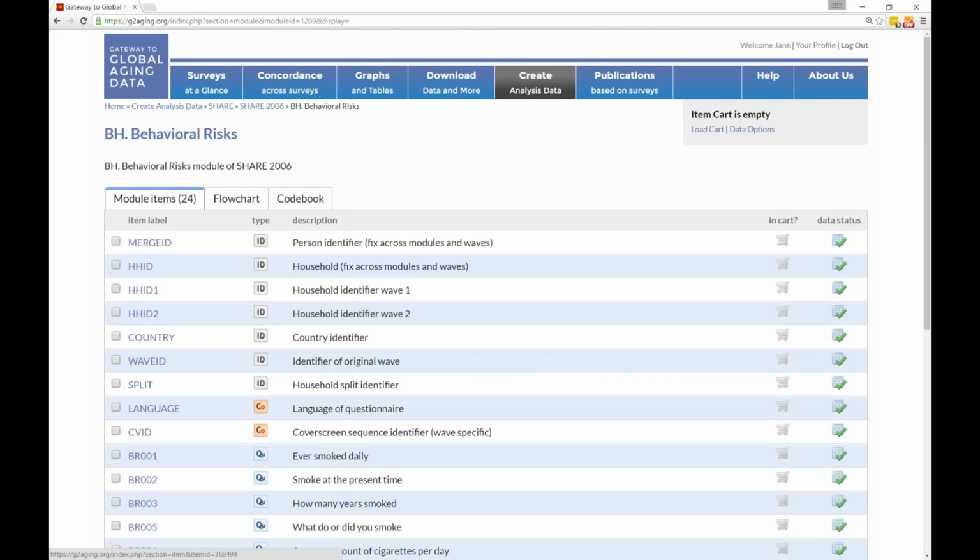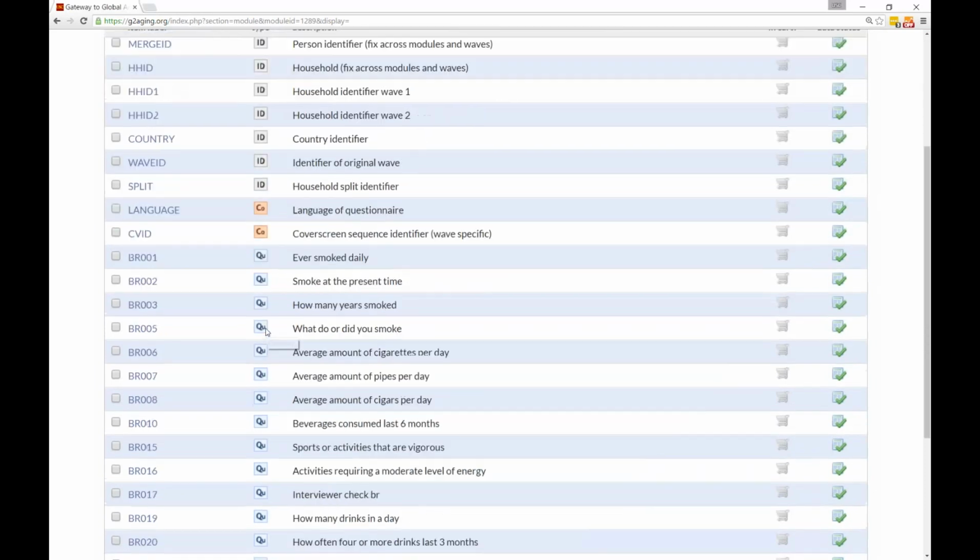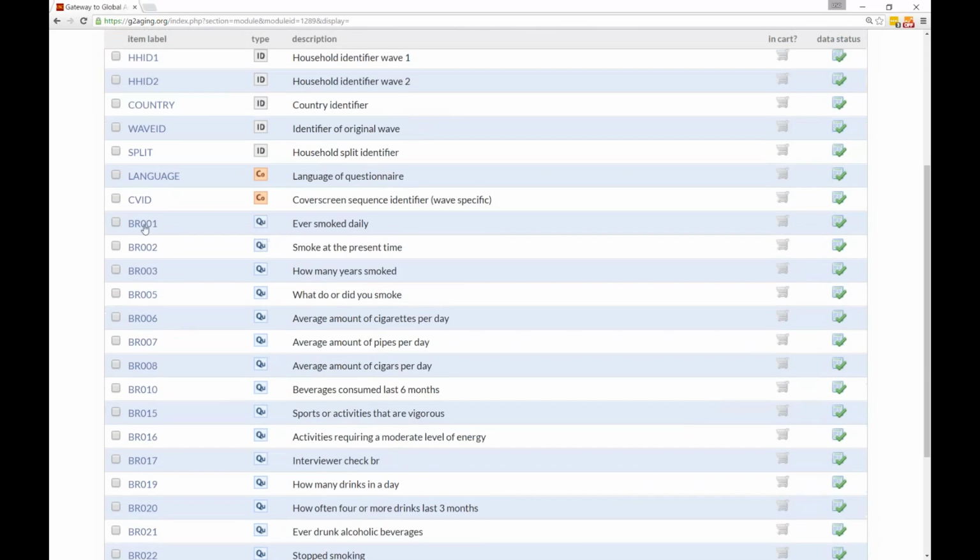And here we get the items that are included in this. You can see we have a type here through this icon. And you can see that a couple of these are just ID variables. And then we get down to our questions. So our first question is labeled BR001, that's behavioral risk, question 1. And the question is, ever smoked daily?